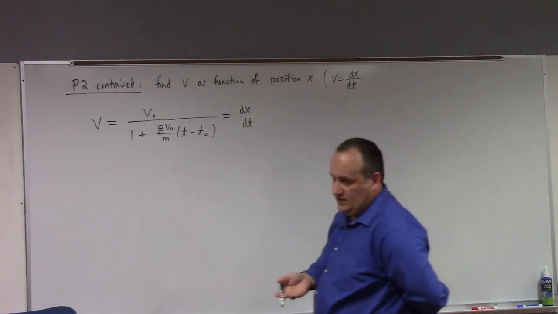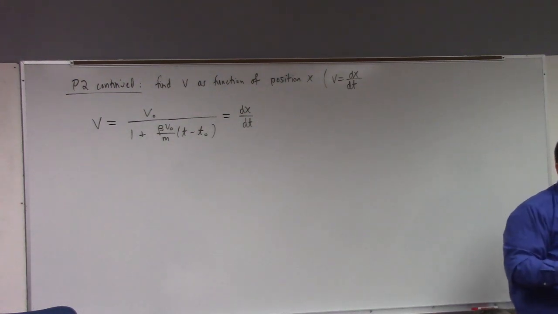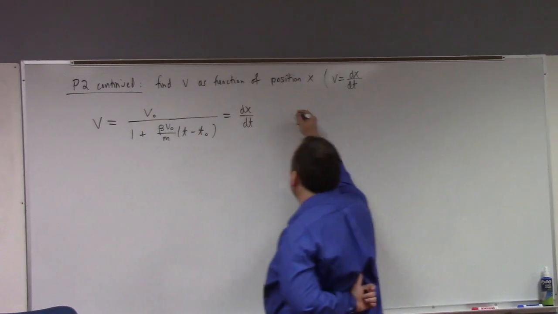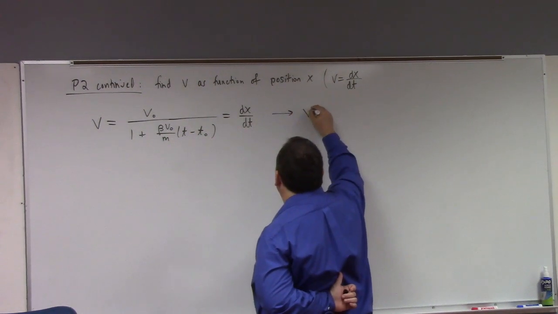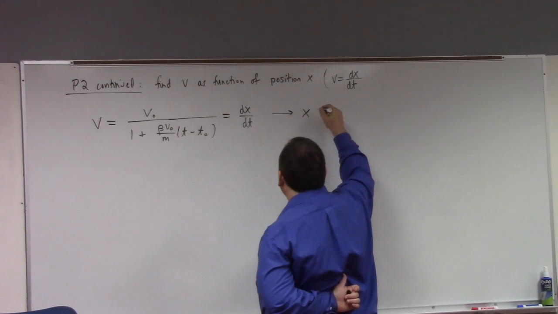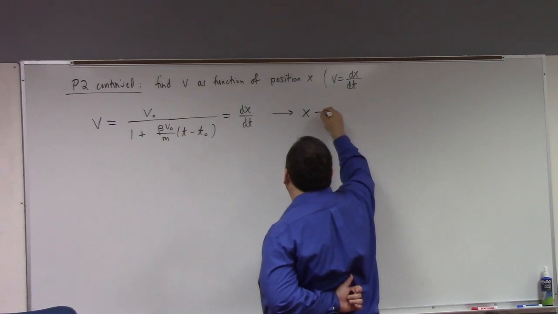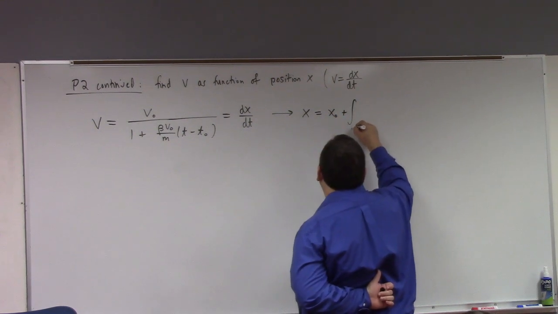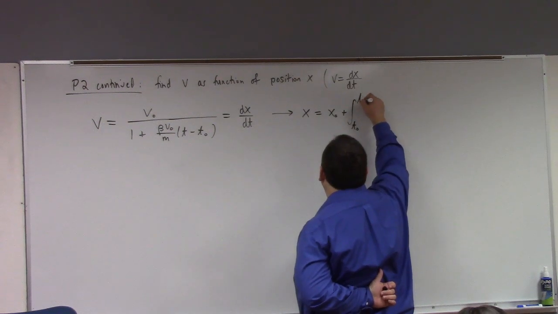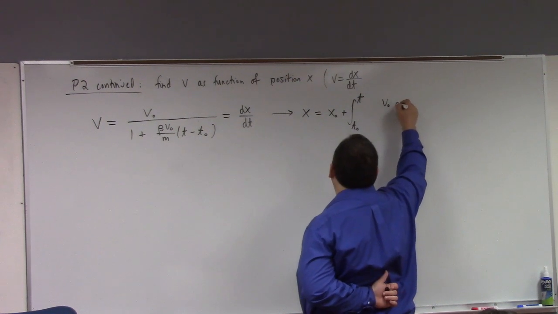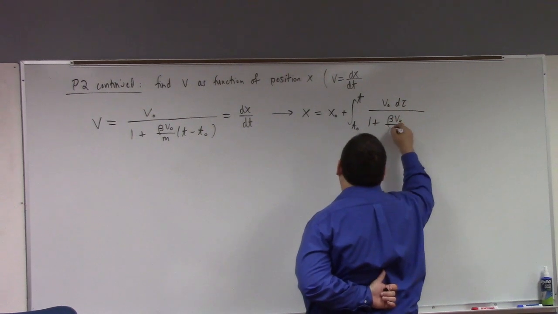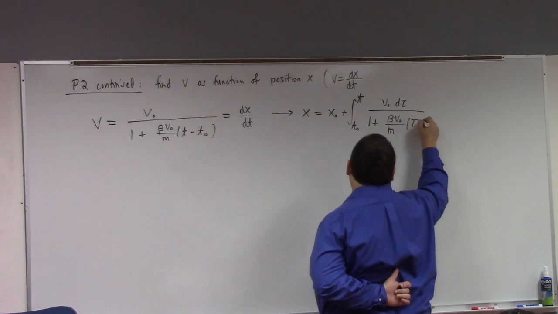So we could answer another question that I didn't ask yet, but it's an interesting question to ask, which is what is the position as a function of time, right? How would we find the position as a function of time? Well, that gives us that x is equal to x naught plus the integral from t naught to t of v naught d tau over 1 plus beta v naught over m tau minus t naught.